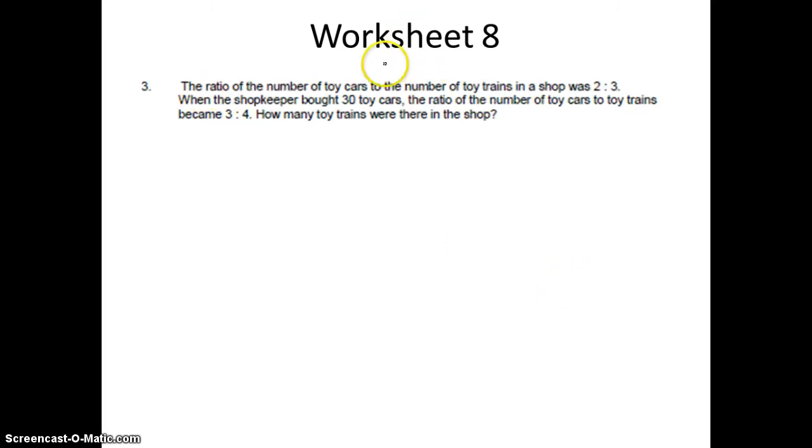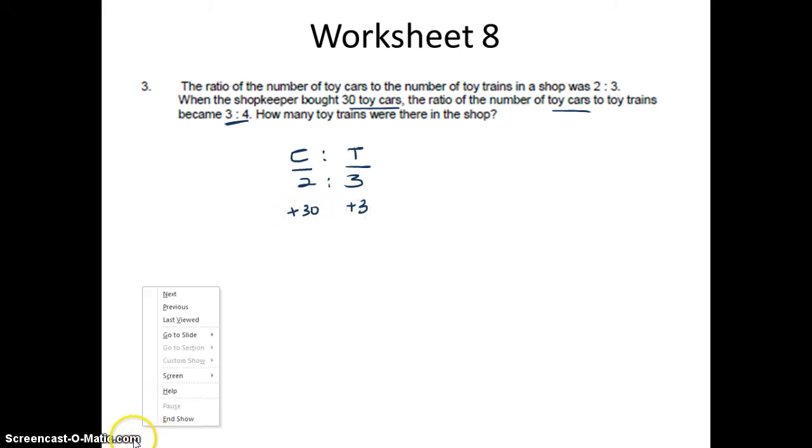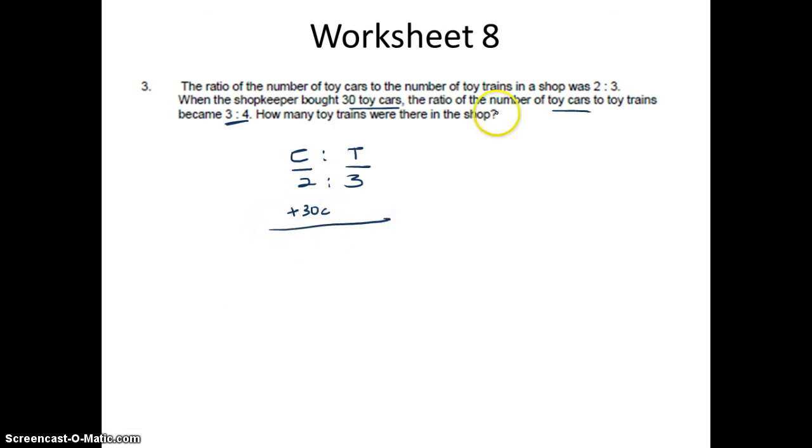Question 8. Worksheet 8, question 3. Ratio of the number of toy cars and the number of toy train in the shop was 2:3. So cars is to train is 2:3. When the shopkeeper bought 30 cars, the ratio of the number of toy cars to toy train became 3:4. I bought 30 toy cars, sorry, not toy trains. I bought 30 toy cars plus 30 cars, and there is a new ratio of 3:4.